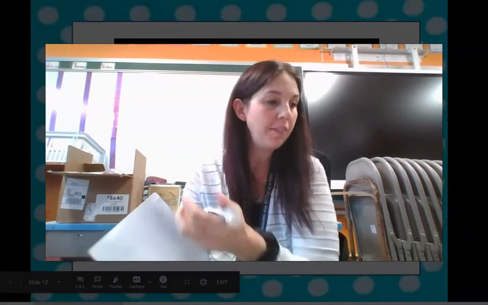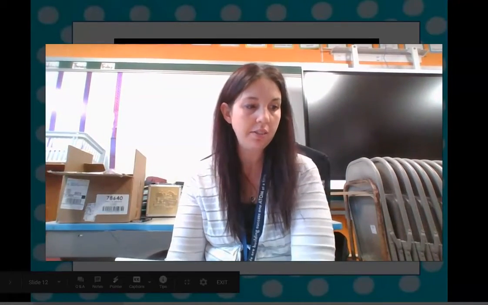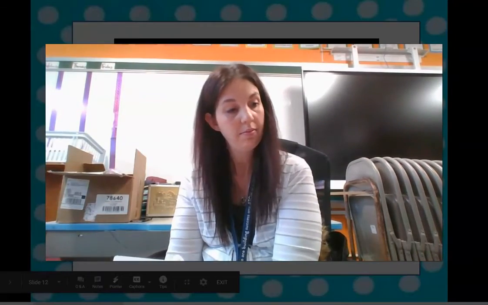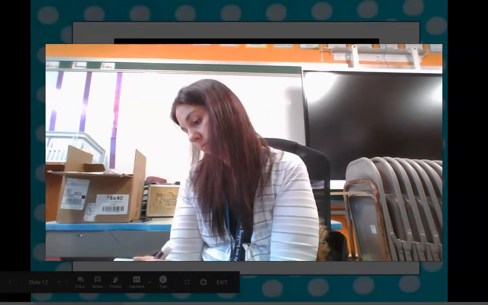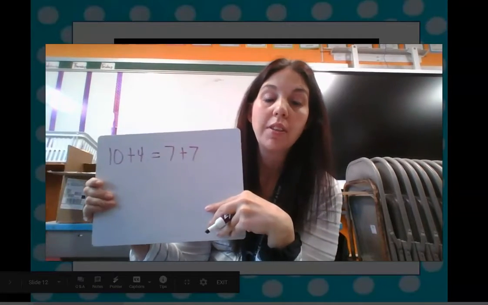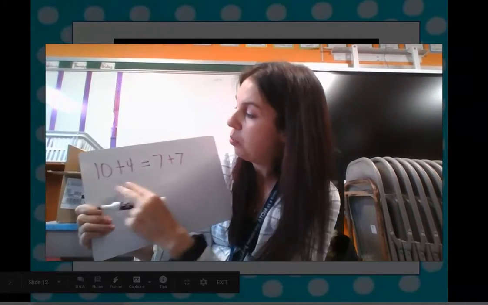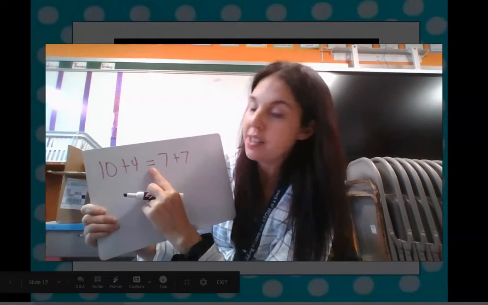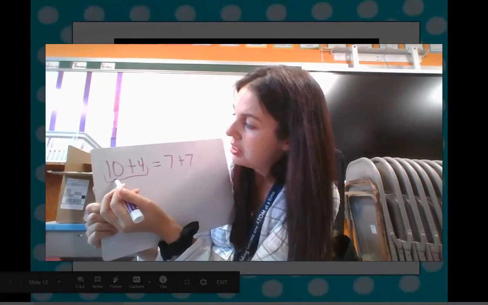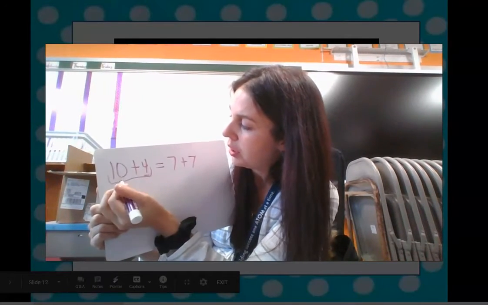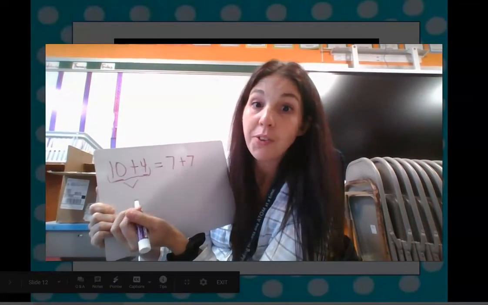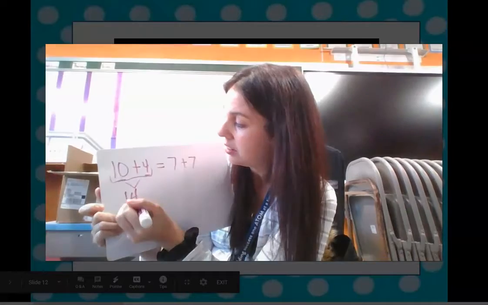What about if you had this equation? Okay, so the first thing we're going to do is we're going to look at one side. We're going to look at where that equal sign is, and we're going to come over here, and we're going to do this problem first. 10 plus 4. What's 10 plus 4? 10 plus 4 equals 14.